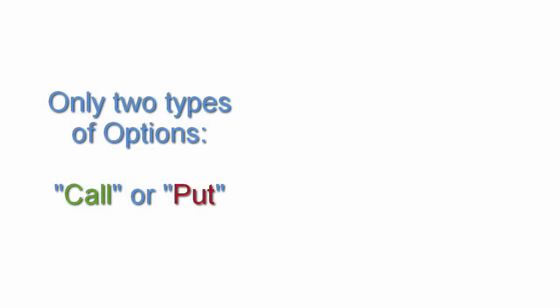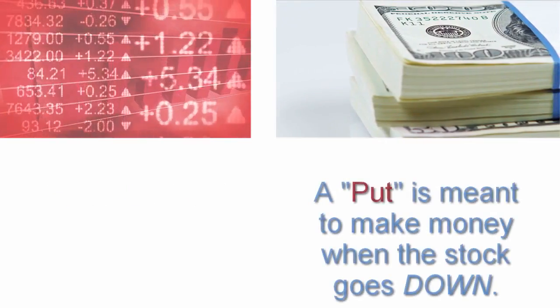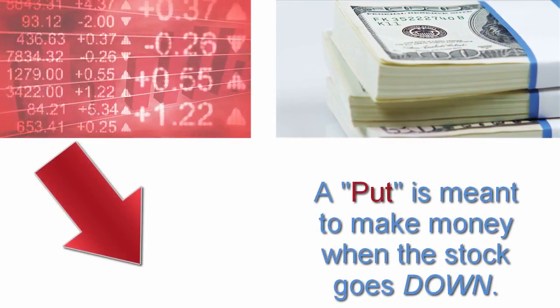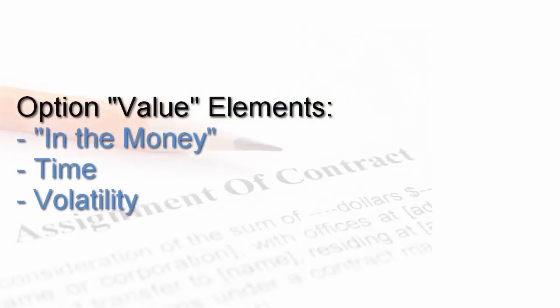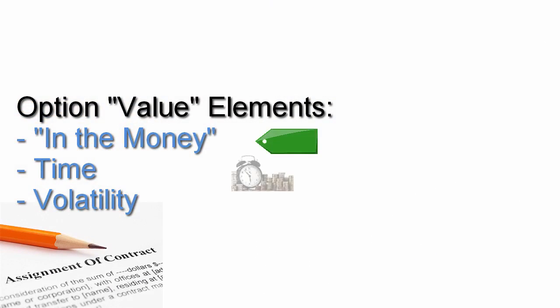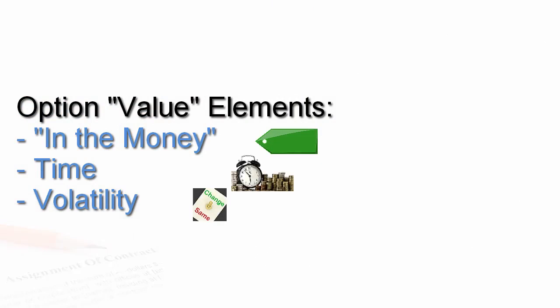And yes, there's only two kinds of options, and we talked about calls. Now we're going to go look at puts. This one's very cool because you can make money when the market is going down. This is an option. It's a contract. It has elements, which is the money, the time, and the volatility.